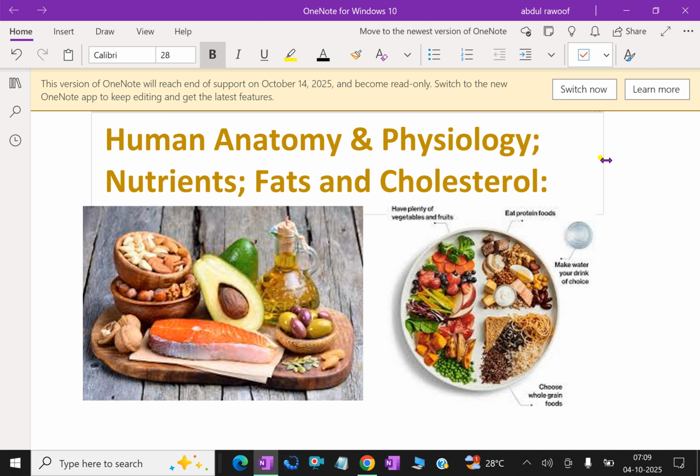Fats, triglycerides, commonly known as fats. A triglyceride molecule consists of three fatty acids linked to a glycerol molecule. Depending on the type and relative amounts of fatty acids they contain, fats are classified as saturated and unsaturated.